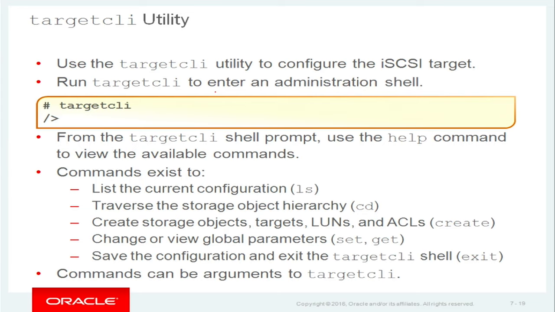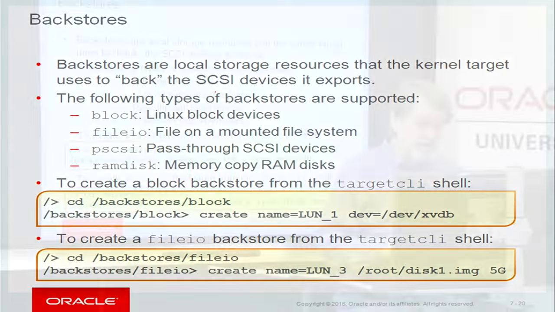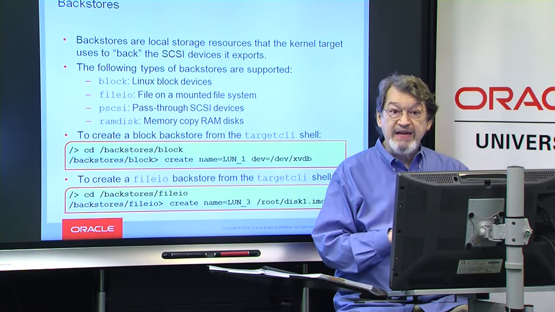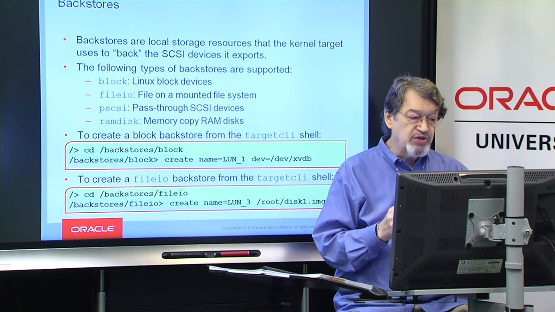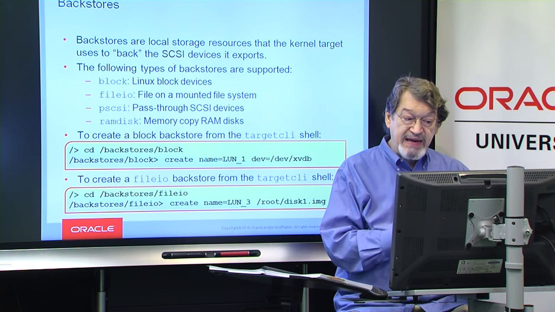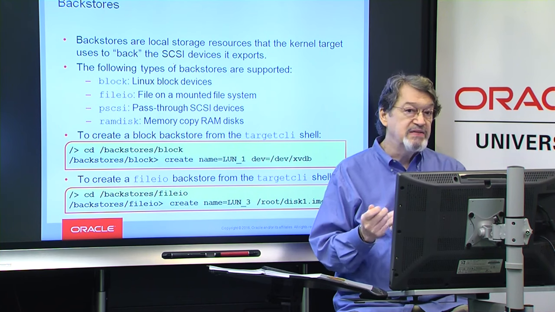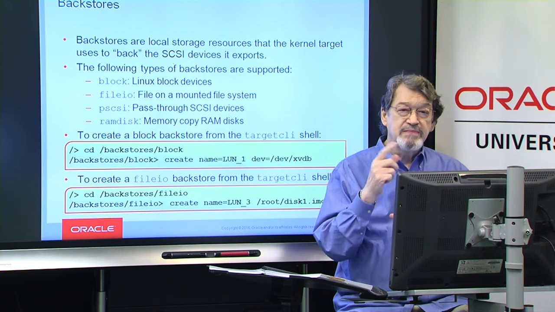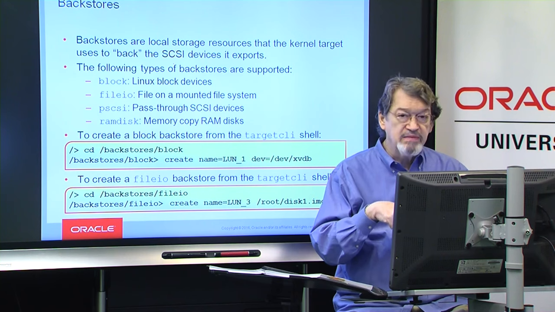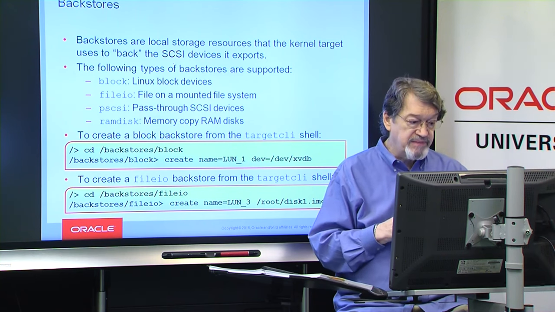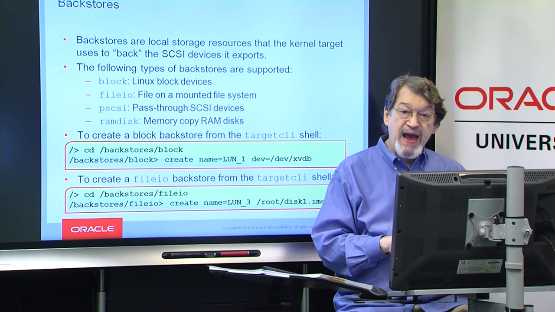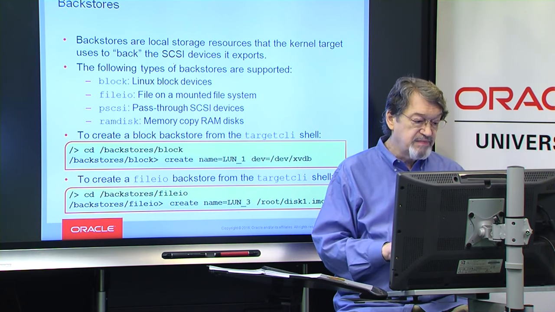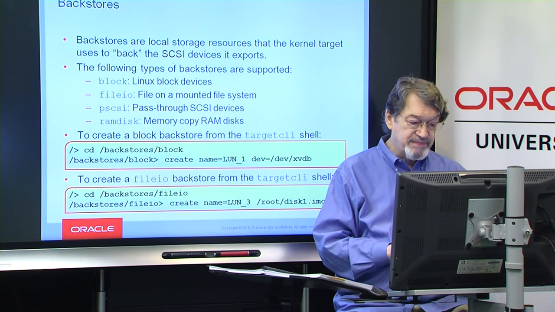So in the iSCSI target CLI framework, we have what are called backing stores. They're local storage resources that the kernel target uses to back the iSCSI devices it exports. Exports are on the server now, all right, on the target machine. They can be block, file IO, pass-through SCSI devices, and then RAM disk.